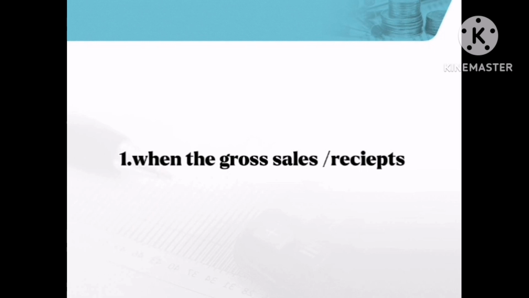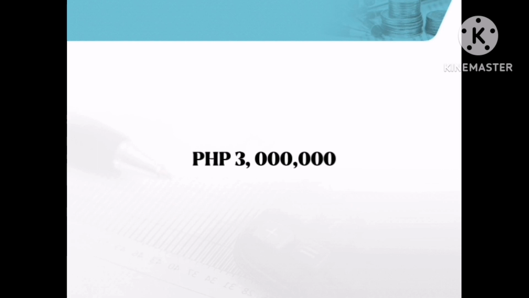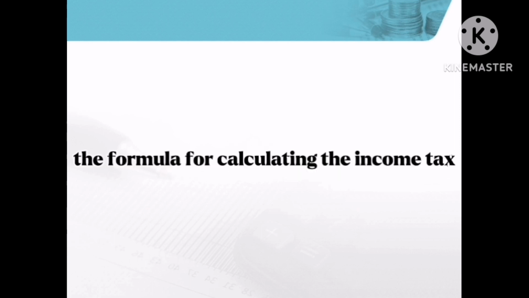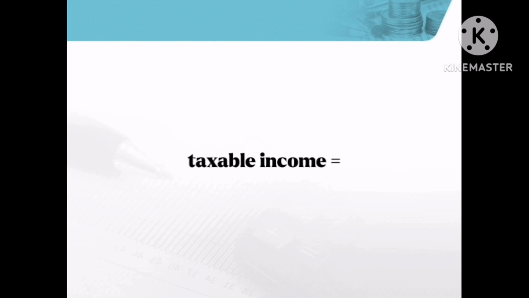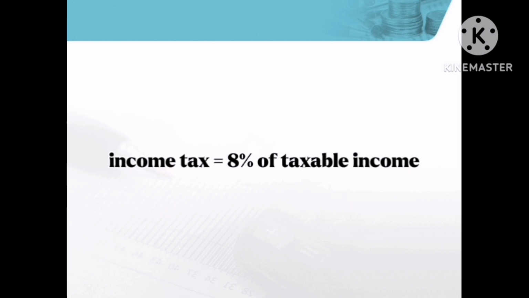Here is the first part of my report. Number 1, when the gross sales, receipts, and non-operating income for the year did not exceed 3 million pesos, the tax is A, the 8% income tax. So, the formula for calculating the income tax under the 8% OSD is as follows. Taxable income equals gross income minus deductible expenses. So, income tax equals to 8% of taxable income.